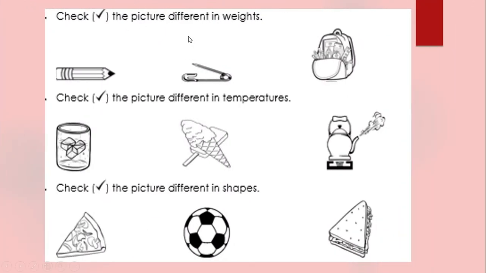Next, check the picture different in weights. Which one is the heaviest? Bag is the heaviest among the group. Check the picture different in temperatures. Okay, the boiling pot is the different among the group. And let us have the next one. Check the picture different in shapes. Ball is different among the group because the two examples are triangle shape.